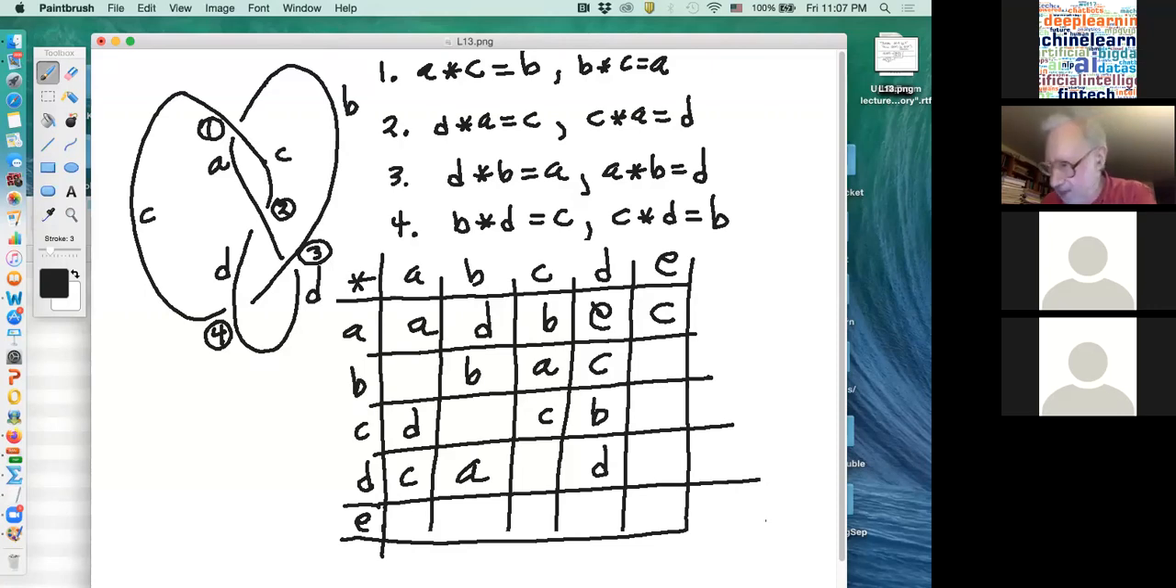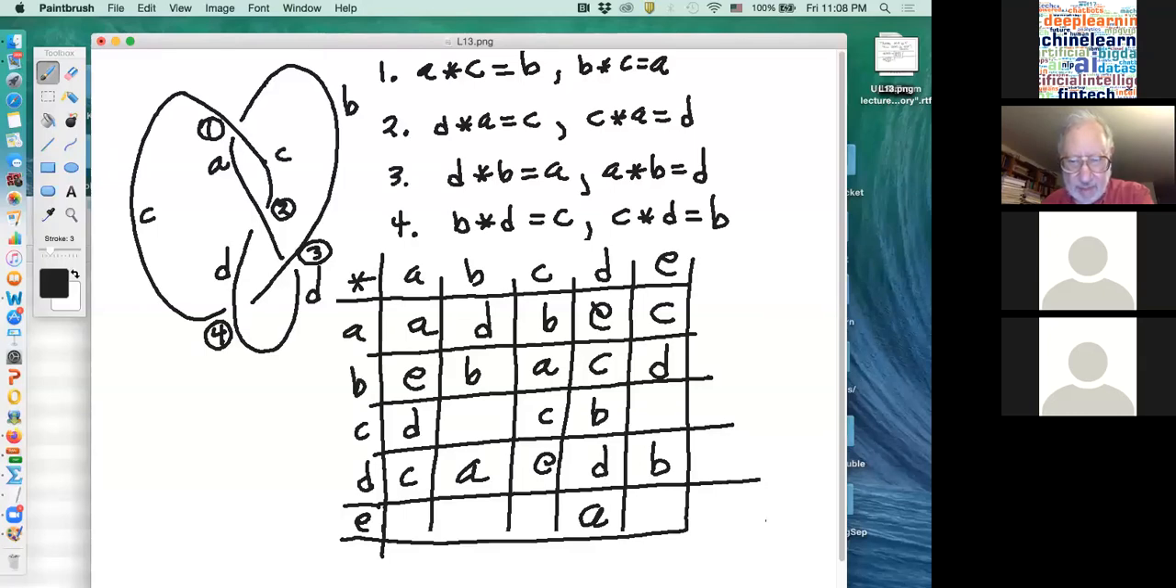What else can I force? What about over here? B times A. It can't be A or B or C or D. A, B, C, D. So it has to be E. So there's E. But now we have E, B, A, C, and this will have to be D. And we have E, C, B, D, so this will have to be A. What else do we have here? What about this one? It can't be A, it can't be D, and it can't be C, and it can't be B. A, B, C, D. So again, it has to be E, forced to be E. But now A, D, E, C, so this has to be B.